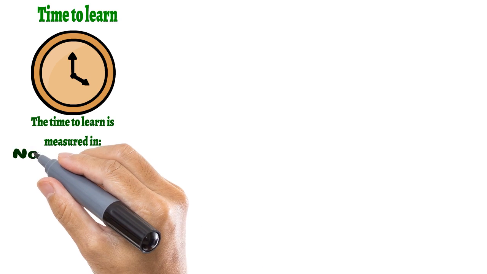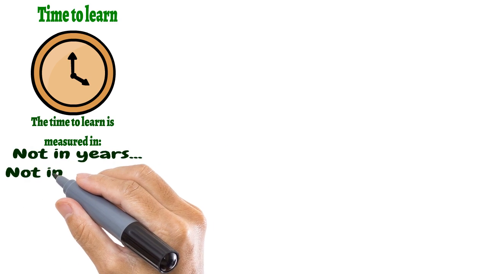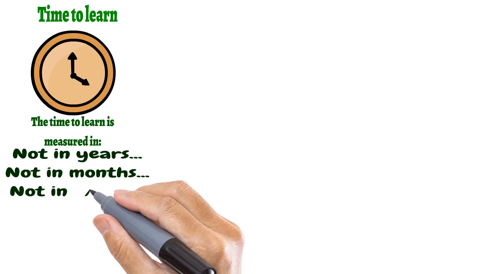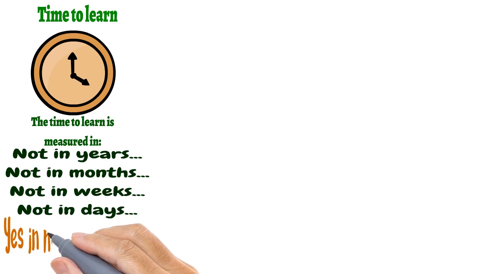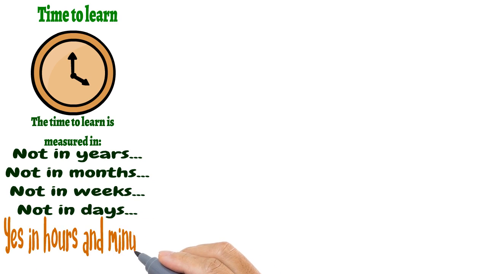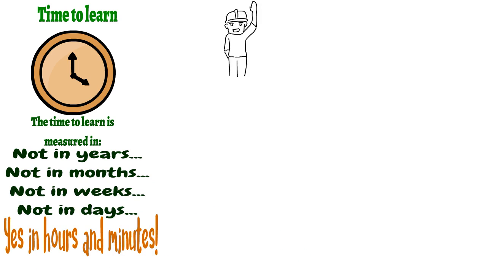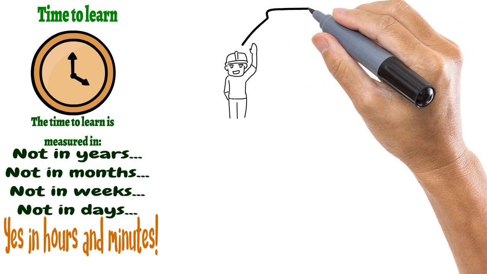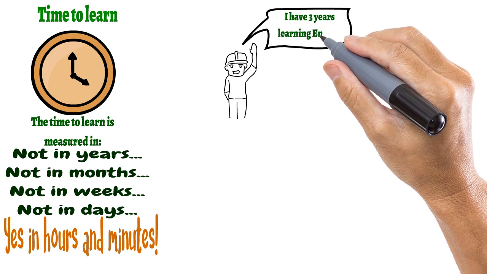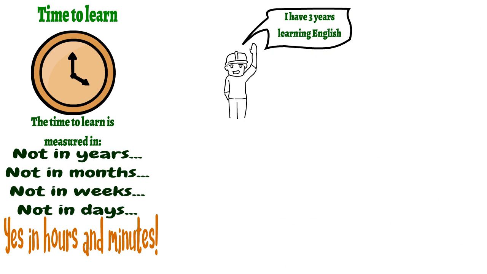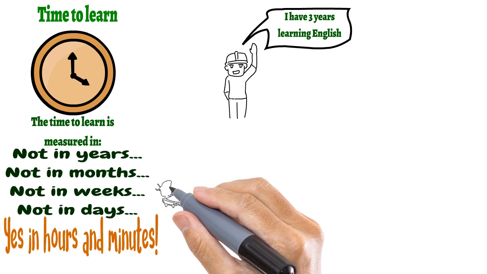Something very important that you have to take into consideration is that the time to learn a new language is not measured in years, nor months, nor weeks, nor days. That time is measured in hours or even minutes. Yes, I said hours and minutes. For example, someone can say that during 3 years they have been learning English, and even so, they're not able to speak it. And I have to confess that this was exactly what happened to me.